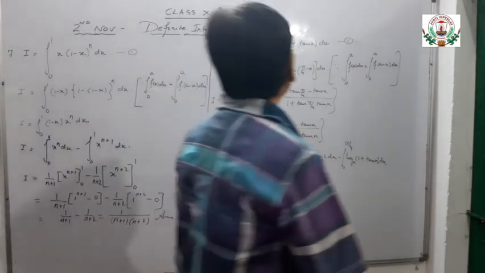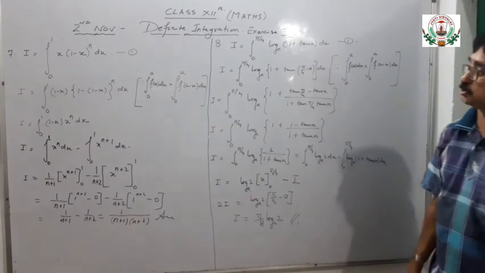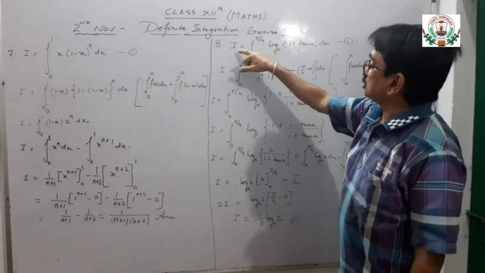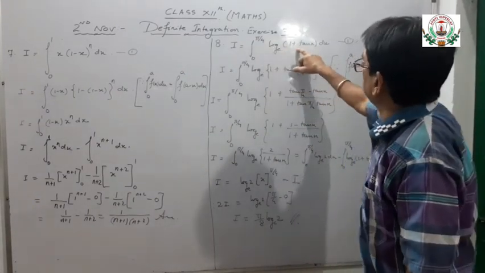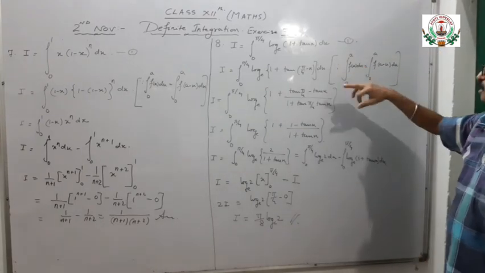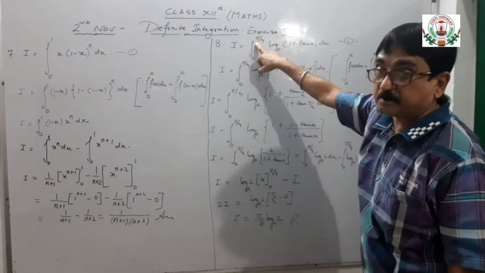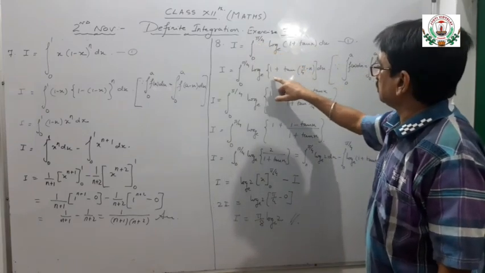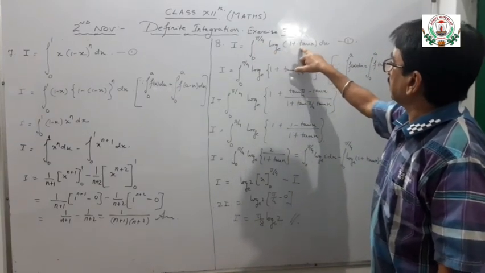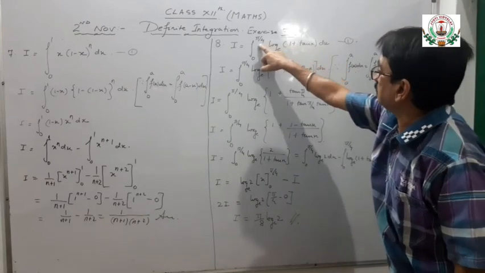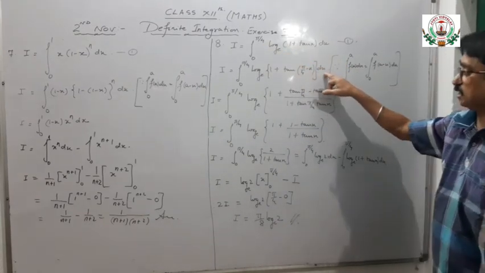Now the question number 8, it is the most important question. Integration 0 to pi by 4 log e 1 plus tan x dx. So again we have applied the same property. Here the value of a is pi by 4. So log e 1 plus tan a minus x. So a is pi by 4, tan of pi by 4 minus x.